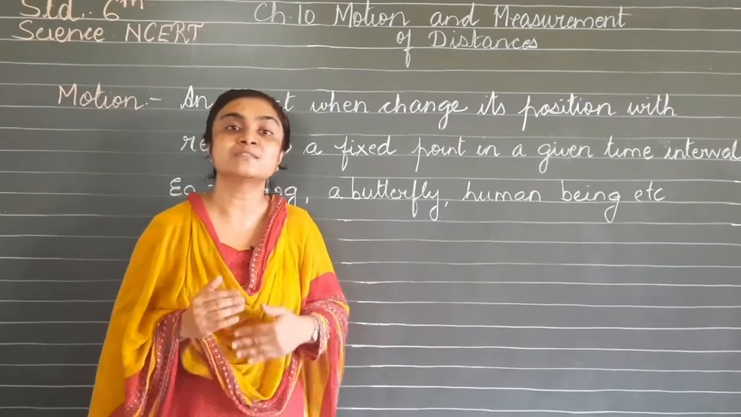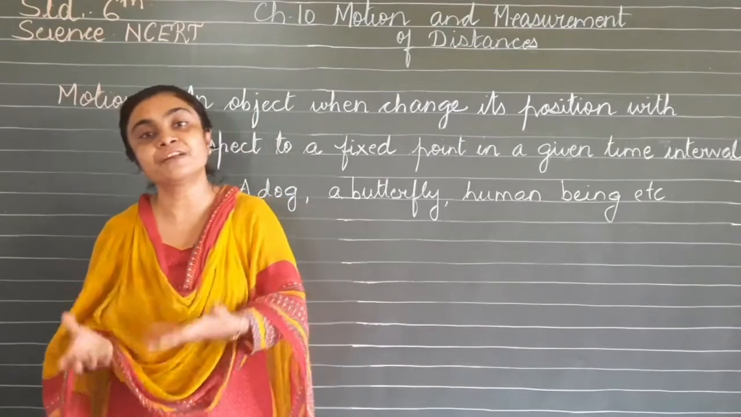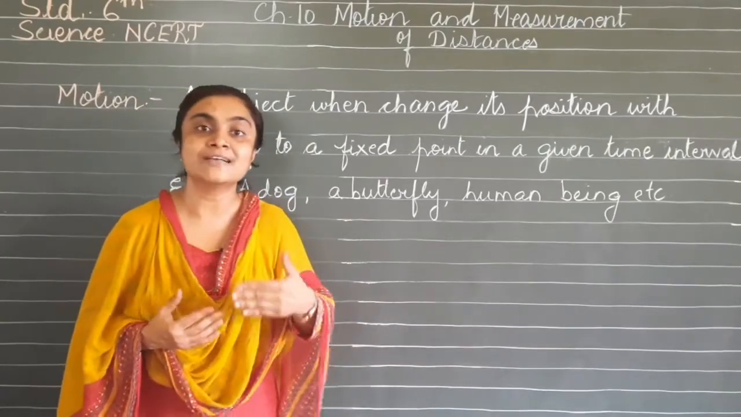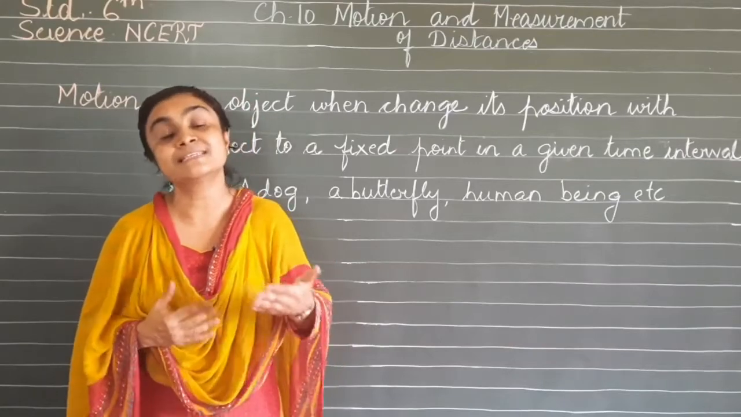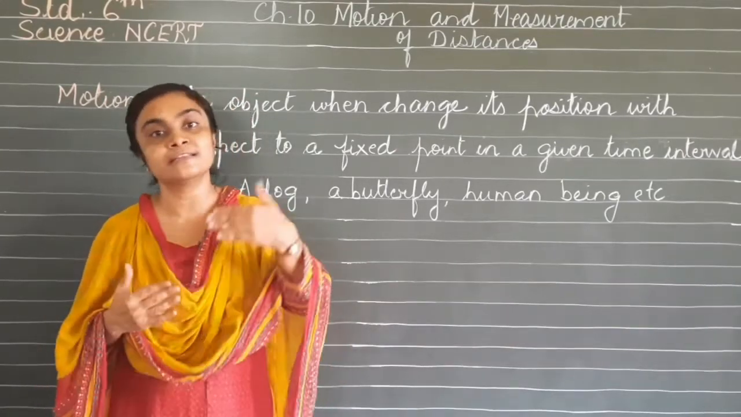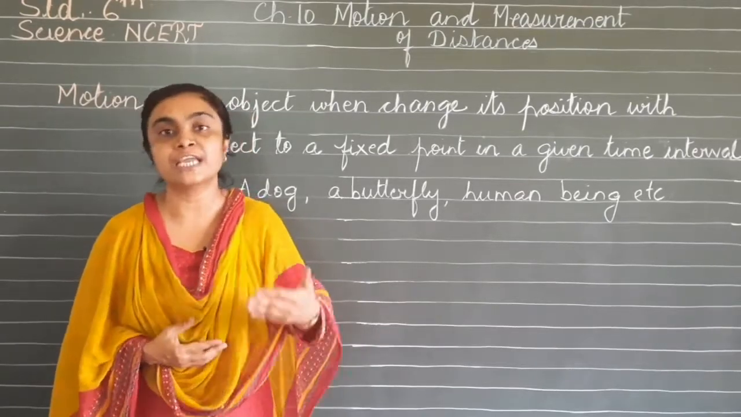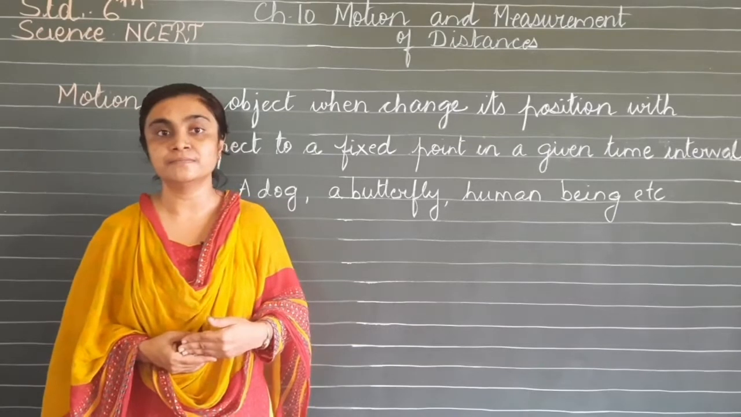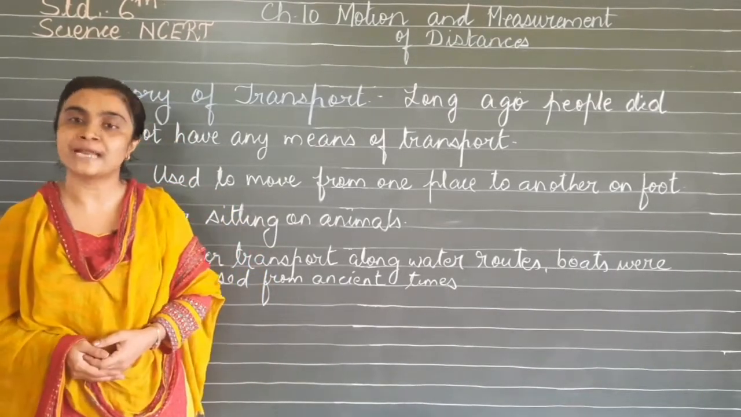Now how did this motion come into existence? For example, we will see different vehicles and how vehicles came into existence. From this we will see the story of transport. In the next point we will see the story of transport, how transportation came into existence. Now let us see the story of transport.